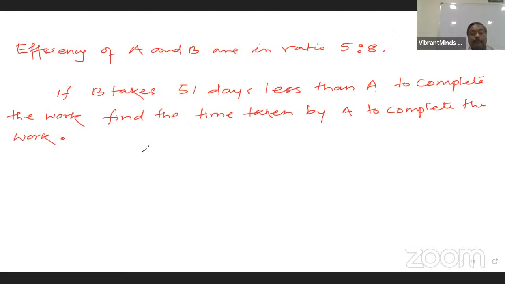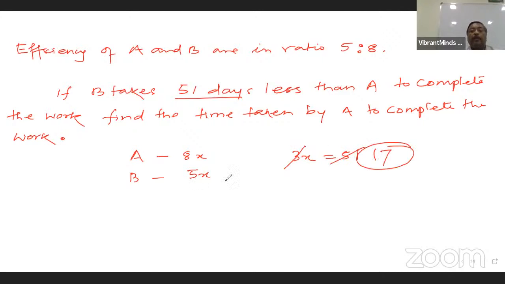So efficiency is 5:8. So A will take how many days? 8x days. B will take how many days? B will take 5x days. Clear? And understand, the difference between the days I see is 3x, but the actual difference is 51. So can I say the value of x is 17.